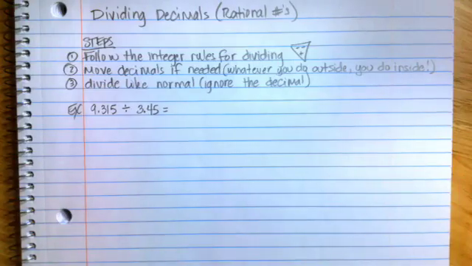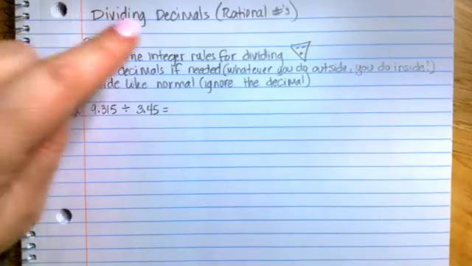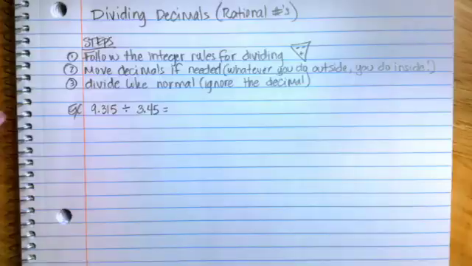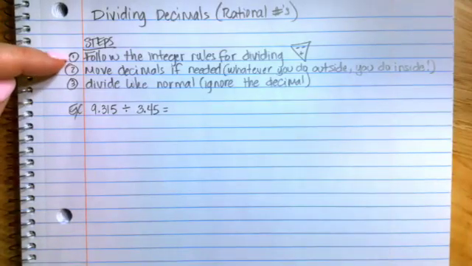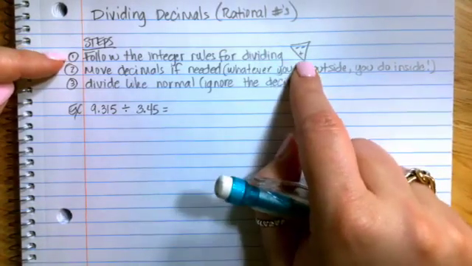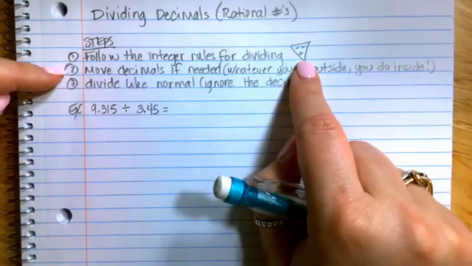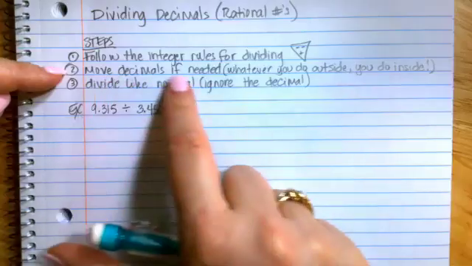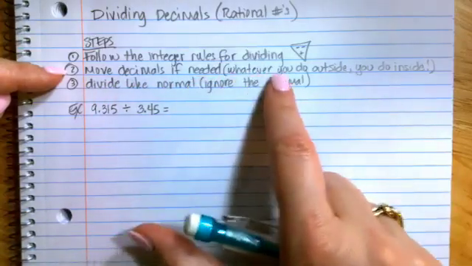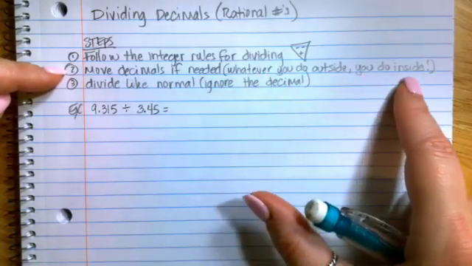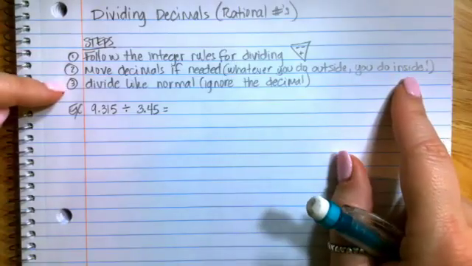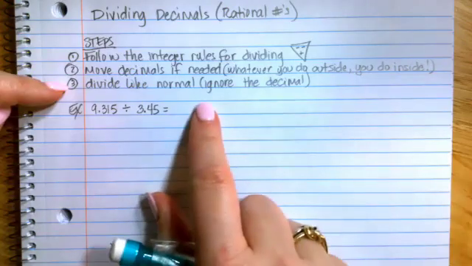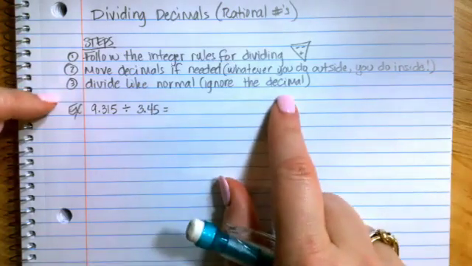In this tutorial, we will be learning or reminding ourselves how to divide decimals, which falls under the rational numbers category. All right, so we have some steps here. Follow the integer rules for dividing. Don't forget your Dorito guy or whatever you want to call him. Number 2, move decimals if needed. Whatever you do to the outside, you must do to the inside. And third, divide like normal. While you're dividing, you want to ignore the decimal.